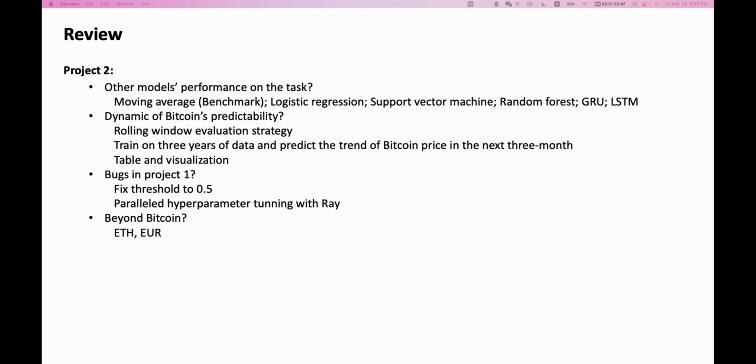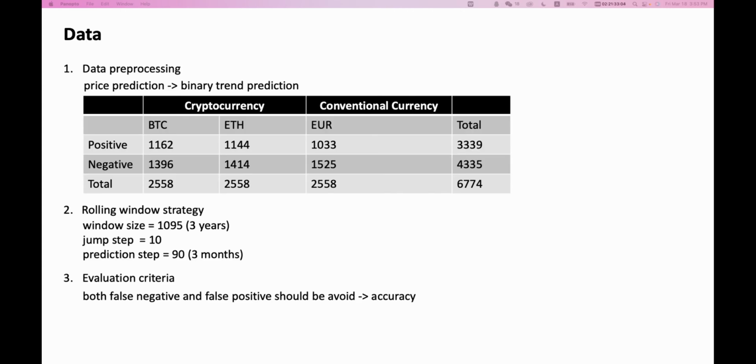Fourth, I also repeated my experiment on ETH, another type of cryptocurrency. Worth to note that in this project, I also examined whether including cryptocurrencies can benefit the prediction of conventional currencies price change. I used the euro as an example to show that.